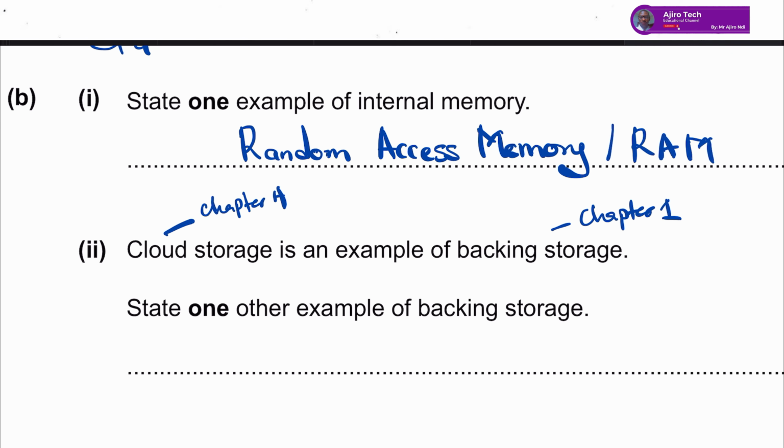So the key focus here is chapter 1, because it says state one other example of backing storage. So the examples of backing storage here that we'll talk about are your removables. Okay, we'll look at the removable storage. So we have them as our solid state devices. So one example is our solid state devices.